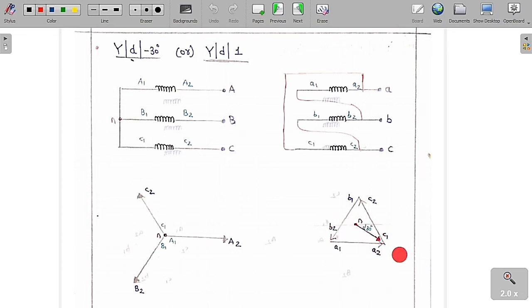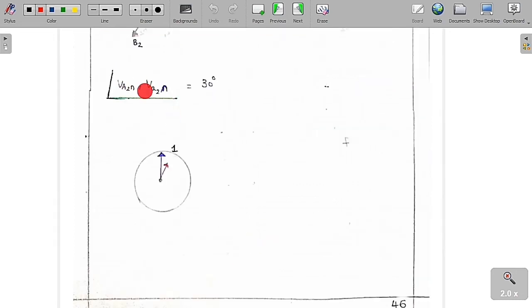Therefore, we can say that the low voltage winding is going to have a phase voltage which is lagging the high voltage winding. You can see clearly it is lagging by 30 degrees. Therefore it is called the 1 o'clock. The angle between them is 30 degrees, but simply we can say that it is lagging. Which one is lagging? The phase voltage of the low voltage winding is going to lag the high voltage phase winding.